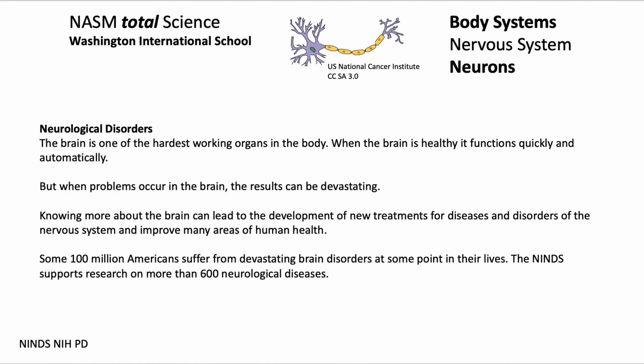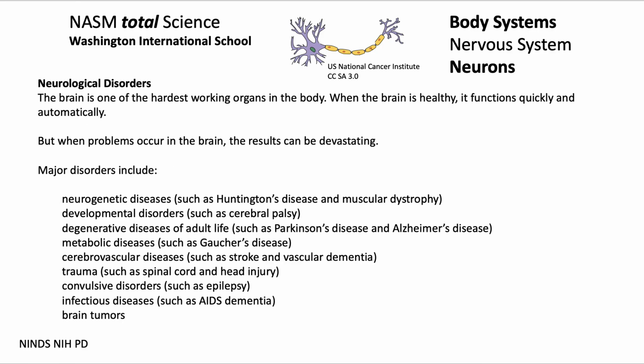So the brain and the nervous system, the whole nervous system, is very, very complex, and there are a large number of problems which can occur, and 100 million will suffer from some brain disorder at some time in our lives.